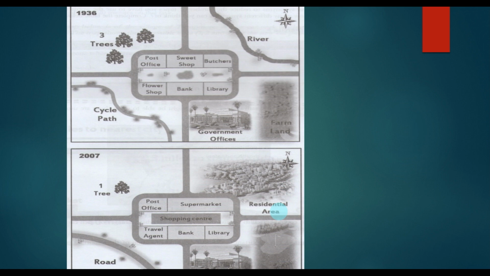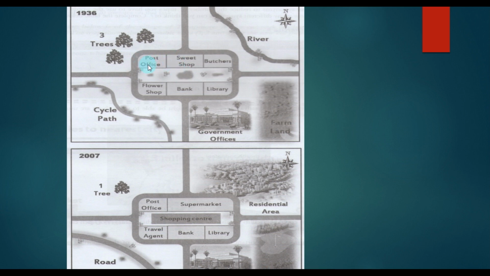We need to ask some questions: more or less residential? Yes, in the northeast part, there is more residential area. In 2007, fewer trees. Here are more trees, here they were cut down, and here is a cycle path, which is then converted into a road. It is the museum. The government office is now changed into a museum, and farmland is converted into a golf course.